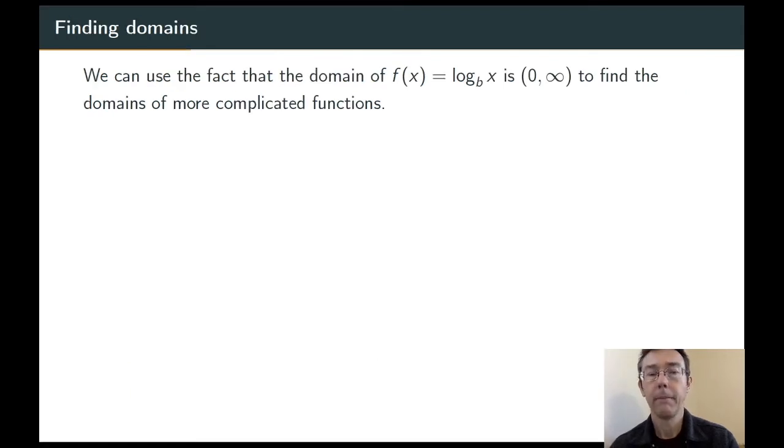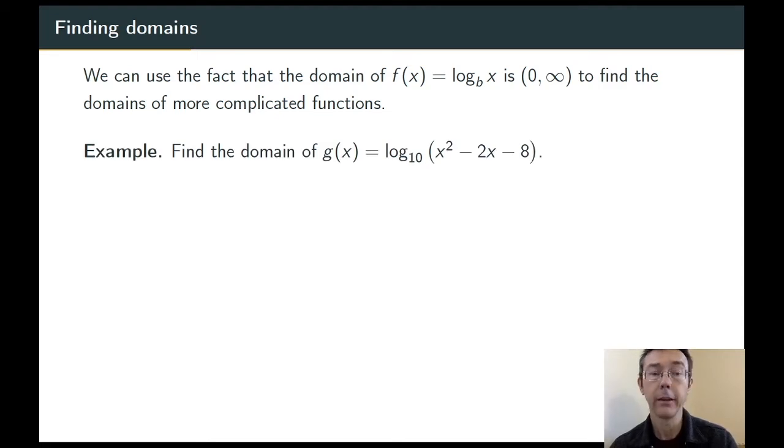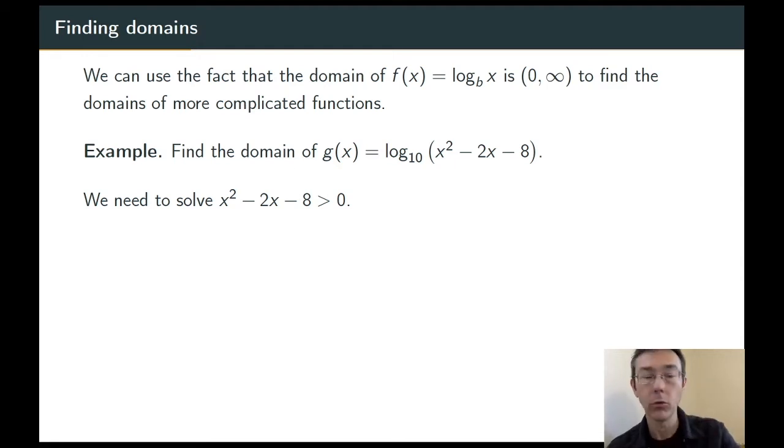The fact that the domain of the logarithm function is the positive real numbers allows us to solve some problems where we're finding the domain of more complicated functions. Like this example. G of x equals log base 10 of x squared minus 2x minus 8. We want to find the domain here. So we know that the inside of that logarithm has to be positive, strictly greater than 0. So we need to solve the inequality x squared minus 2x minus 8 greater than 0.